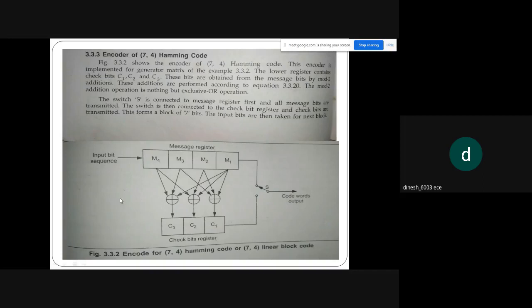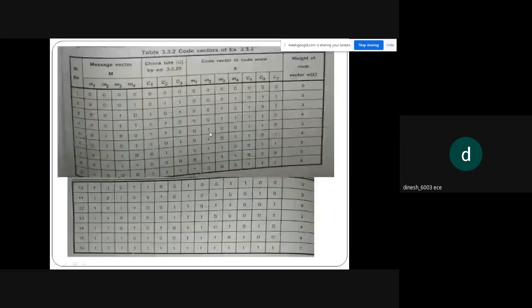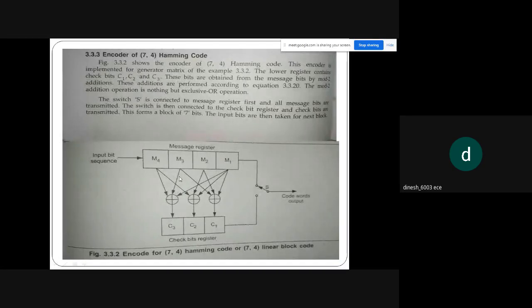Similarly, you can find it for C3. C3 is obtained from M1, M3, M4. Let us check for the C3 bit: C3 is obtained by modulo 2 addition of M1, M3, M4. So this is how to draw the encoder diagram for 7,4 Hamming codes for the above problem that we had seen.